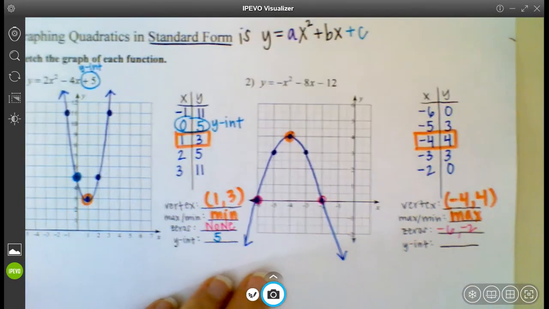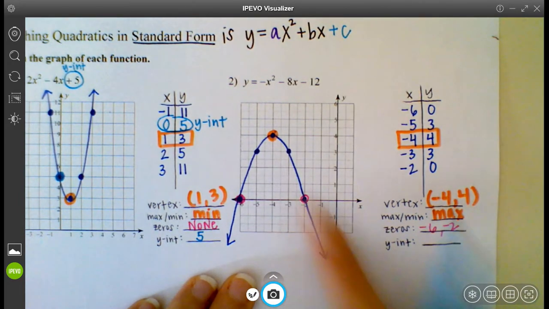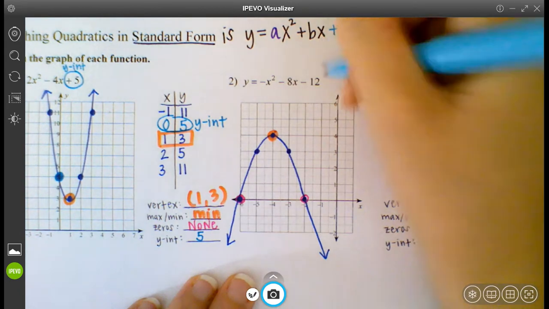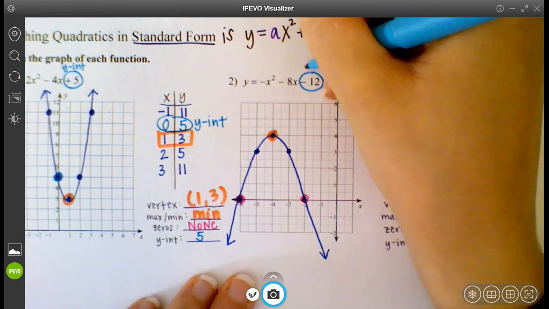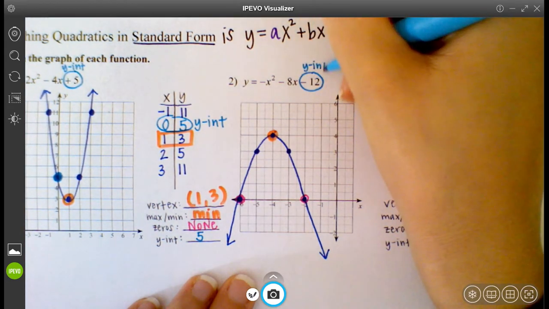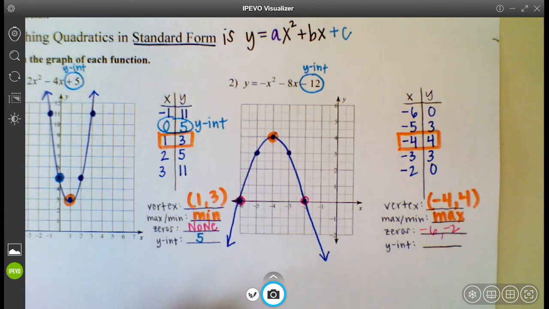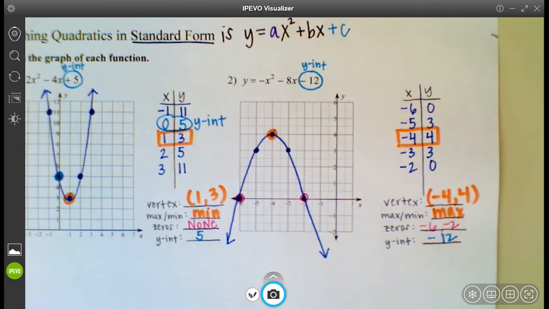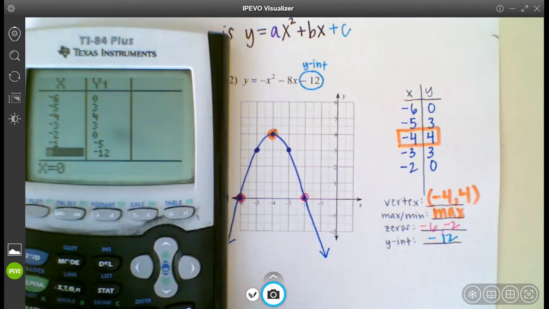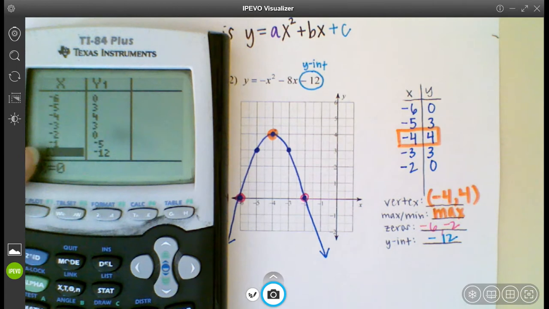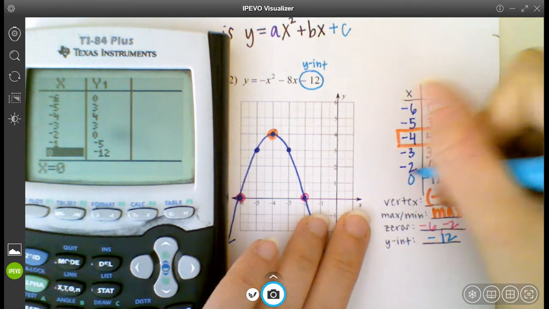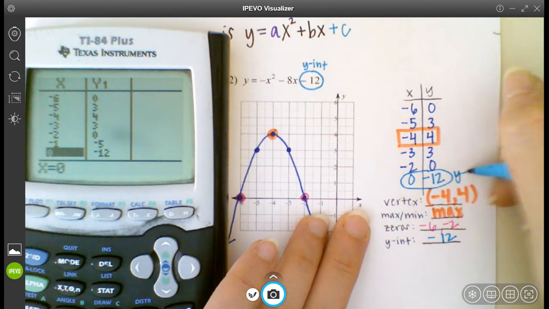So if we use that same idea, our y-intercept we actually didn't find yet because it still's going down and down and down. But we could use our equation, and if we follow suit, our minus 12 should be our y-intercept. Now, if you don't believe me, we can come back to our table, and there it is. 0, comma, negative 12 is in fact our y-int.